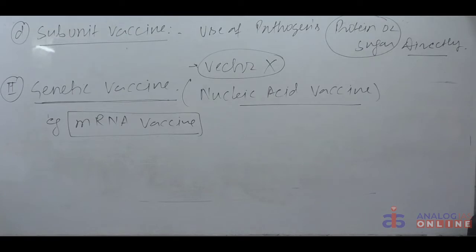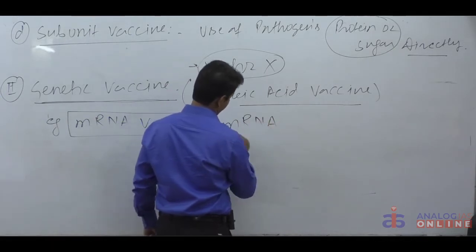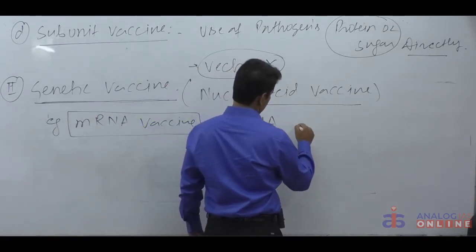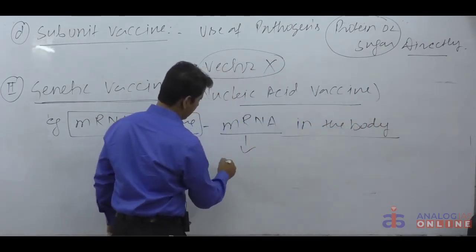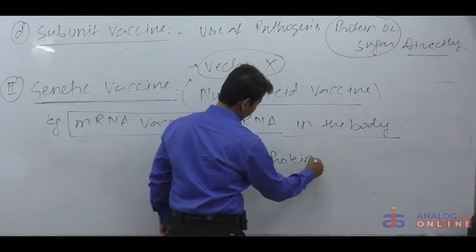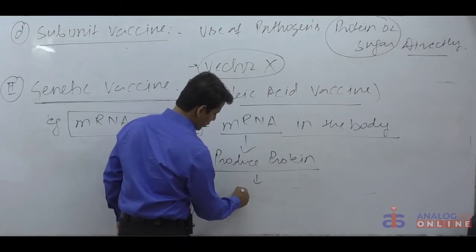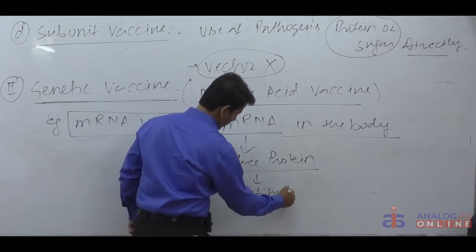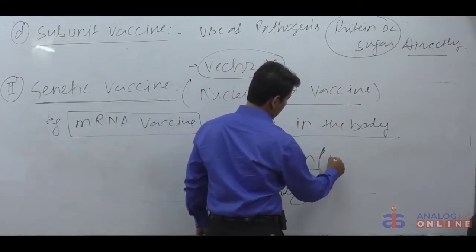And what we do, we just provide the messenger RNA into the body. And this messenger RNA is designed to produce protein, and this protein will induce what? Antibody by the immunity system. This protein is coming from which? Pathogen protein.